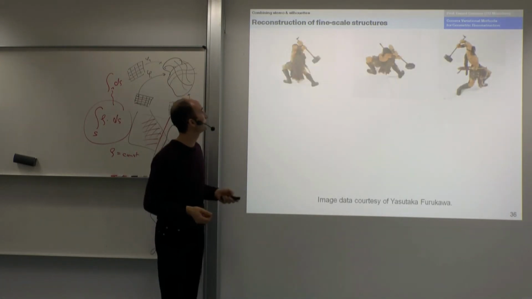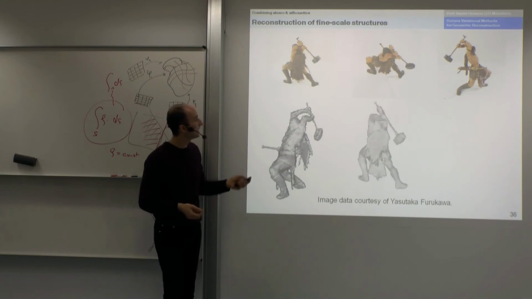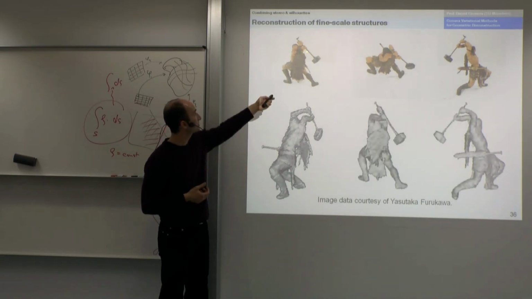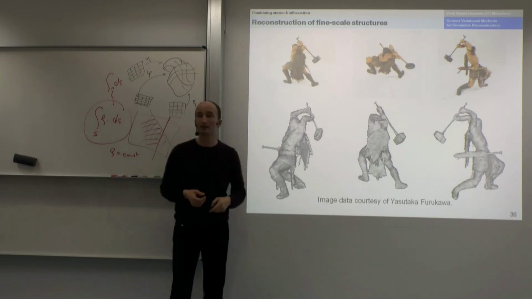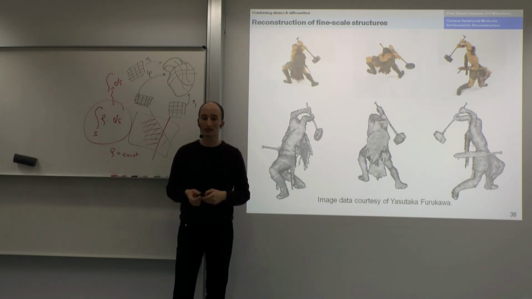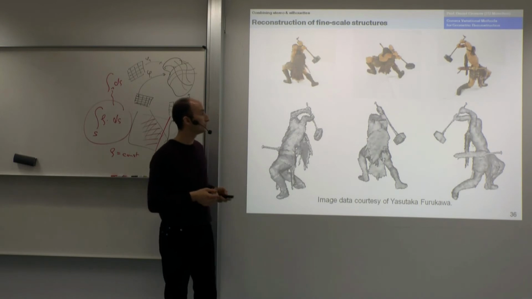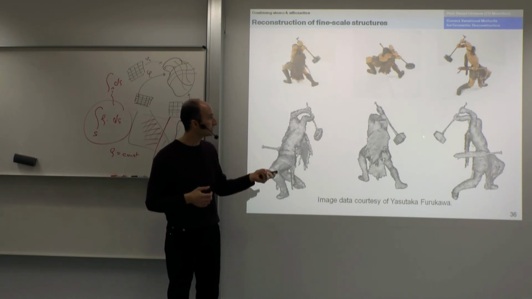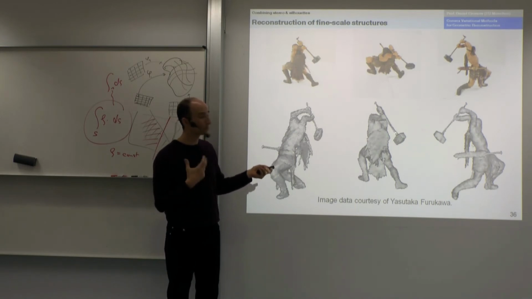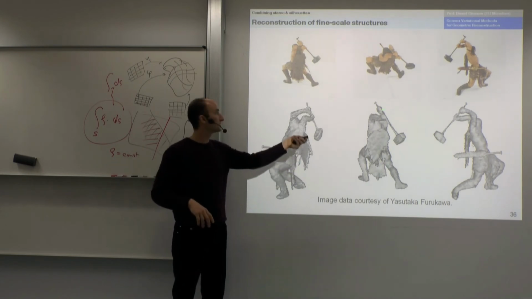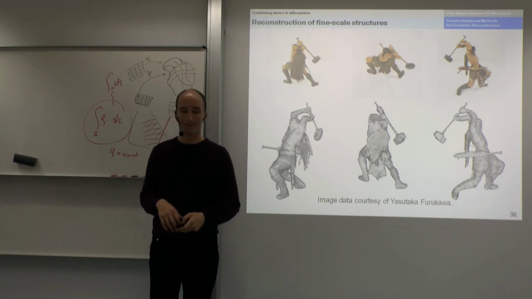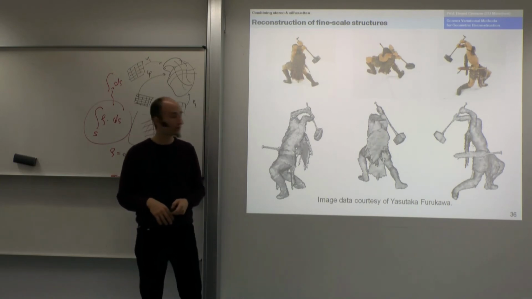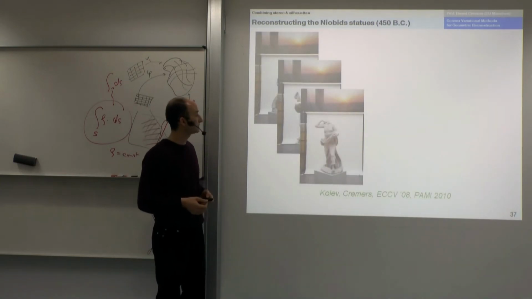Here's another example of a warrior statue, and again you see that fine scale structures like the hammer or the sword are nicely reconstructed in this approach, because we are imposing silhouette consistency. So despite this minimal surface approach, the small scale structures are preserved. And so you can get very nice and accurate reconstructions.